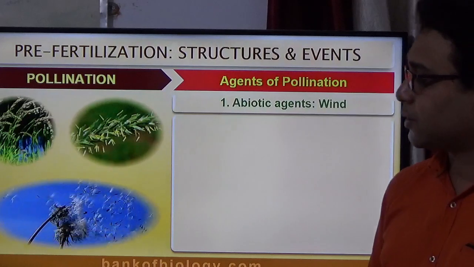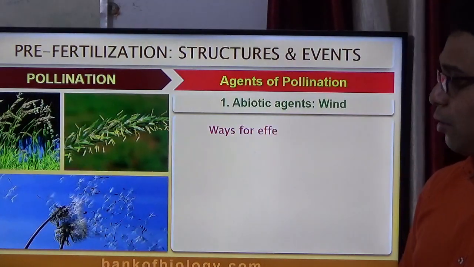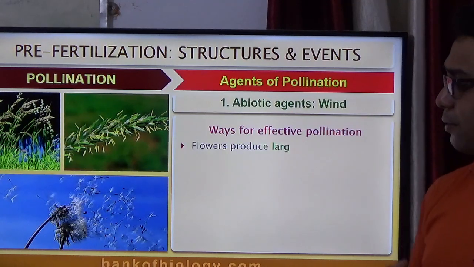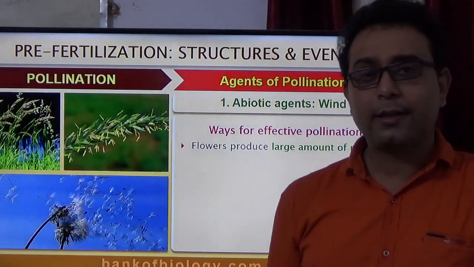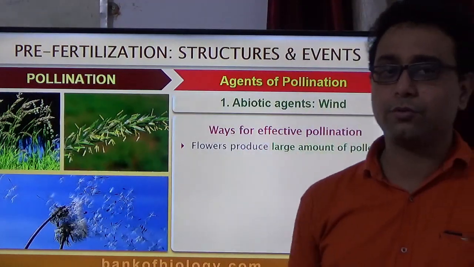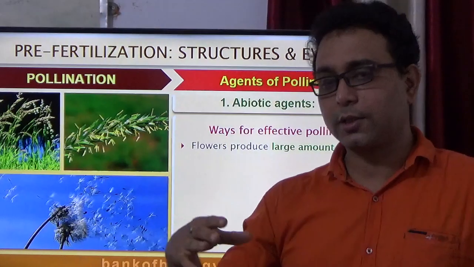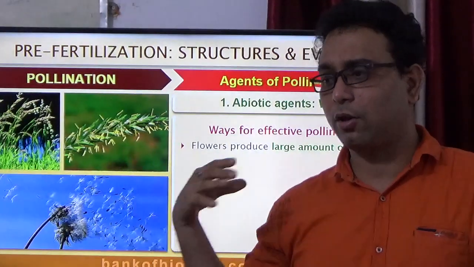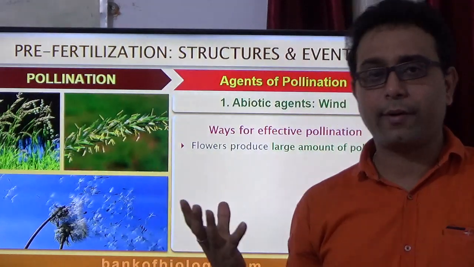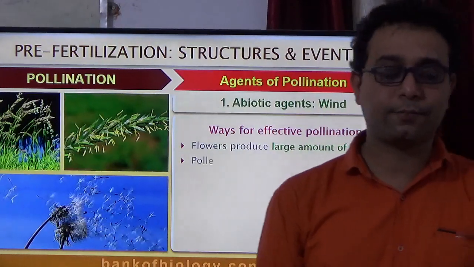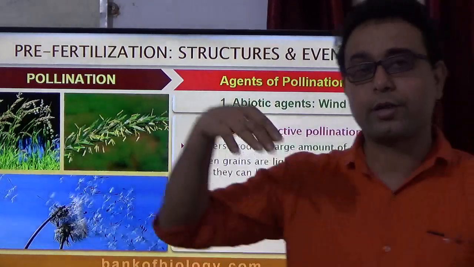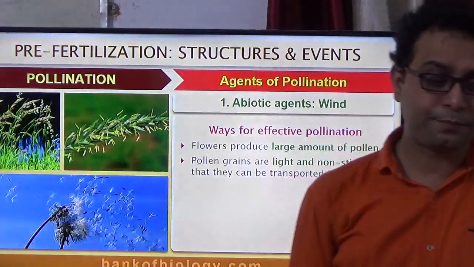Now the important thing is that wind pollination is a very effective way of pollination, but the flowers have some adaptive features. First, a large amount of pollen grains is produced, because when pollen grains are transferred from one flower to a stigma, lots of pollen grains are destroyed. So a large number of pollen grains is required. Next, pollen grains are very lightweight because they are required to transfer from one place to another.